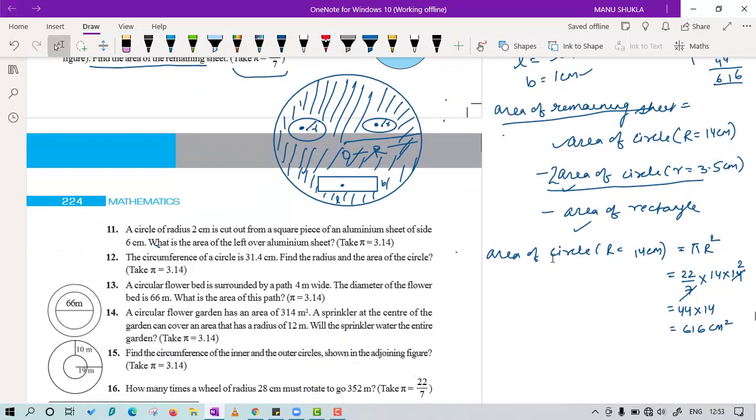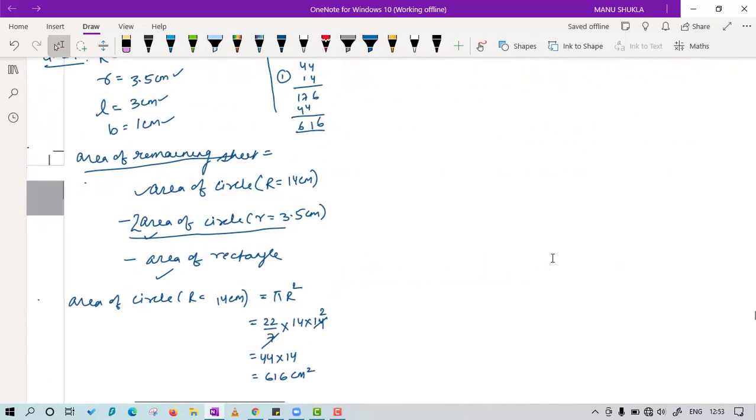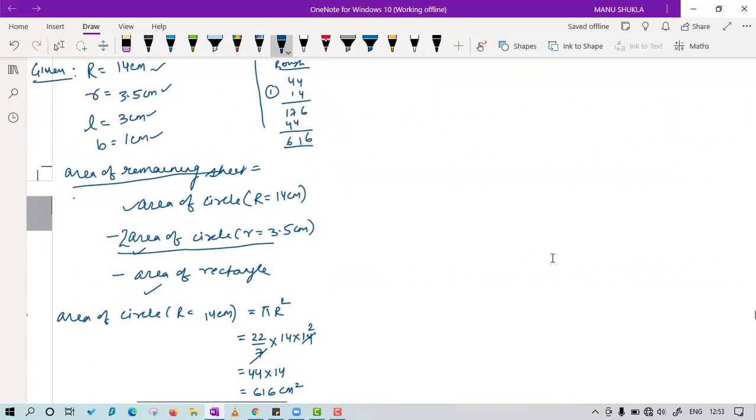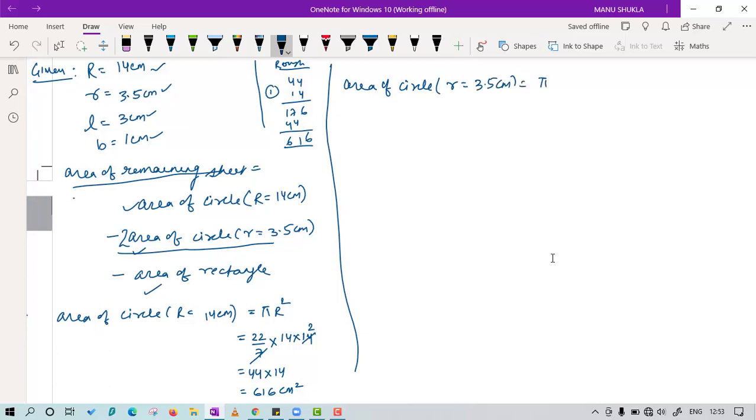After finding the area of the larger circle, now we will find the area of the smaller circle. So let me draw a line like this. The area of the circle with radius equal to 3.5 centimeter is also given by pi small r square. Now put the value 22 by 7, 3.5 into 3.5. If you remove the decimal, you get it like this. Now we can divide by 7, it is done.